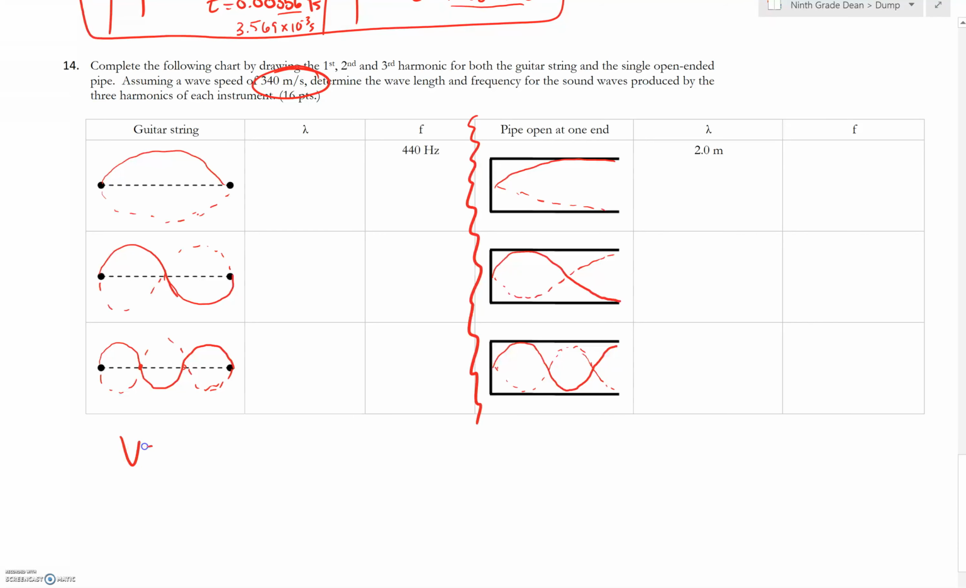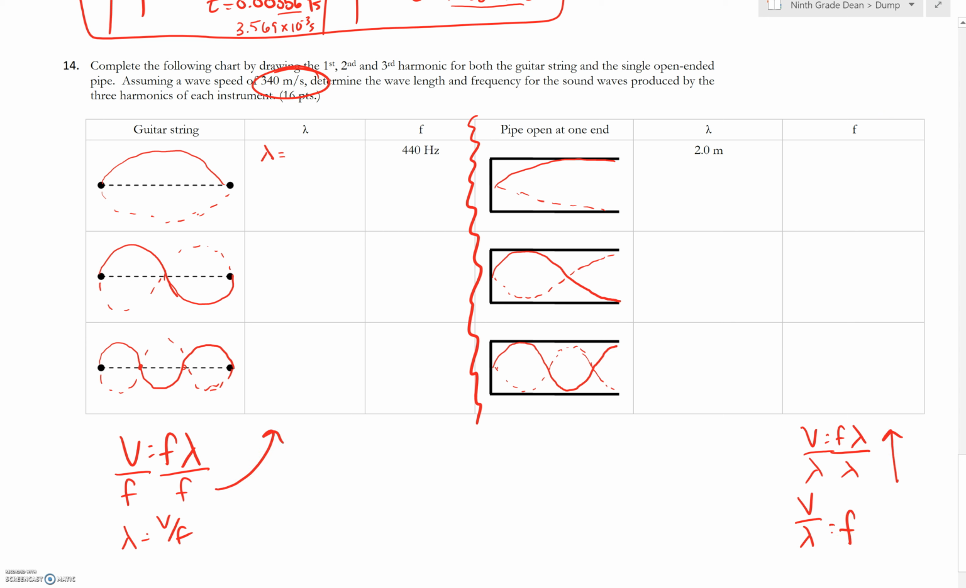So we're going to use that handy dandy v equals f lambda formula that never lets us down, okay? In this case, when we're calculating the wavelength, if I solve for it over here, we know that the wavelength equals v over f. In this case on the right, I'm going to be looking for the frequency. So I'm going to set it up again, v equals f lambda, and divide both sides by lambda. So I get the frequency equals the speed divided by the wavelength. That will allow me to solve for this column, and this one will allow me to solve for this column.